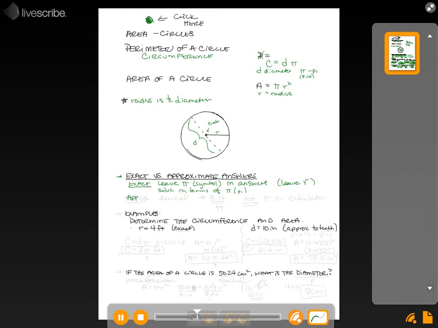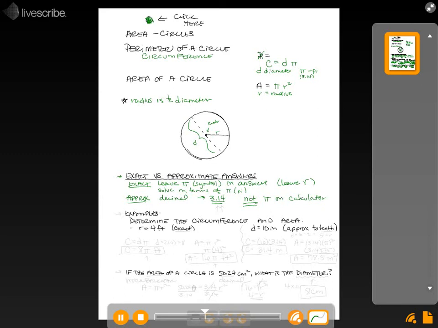An approximate answer, you want a decimal. And you're going to use 3.14. Okay, I want you to use 3.14 unless it tells you otherwise. You use 3.14, not the pi button on the calculator. Okay? Do not use the pi button on the calculator, because when we use the pi button, it takes it out to a bunch more decimals. And if we have more decimals, it's going to change our answer.